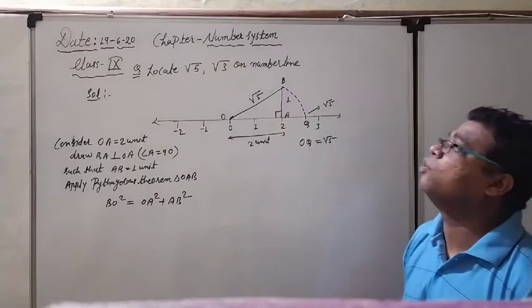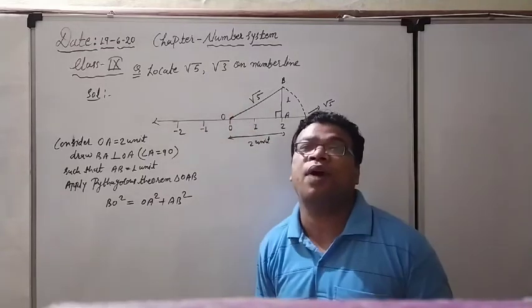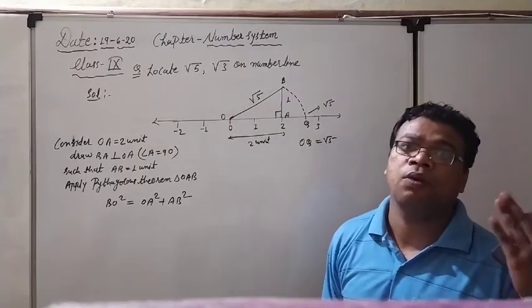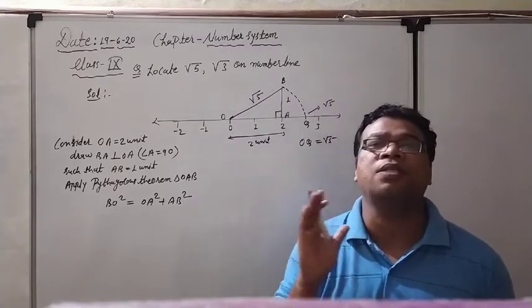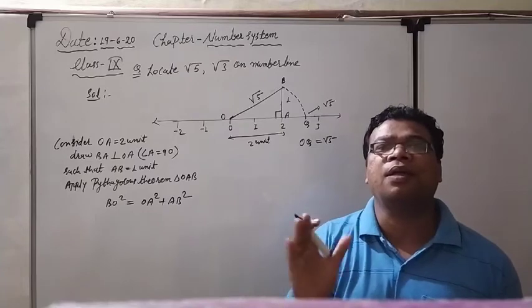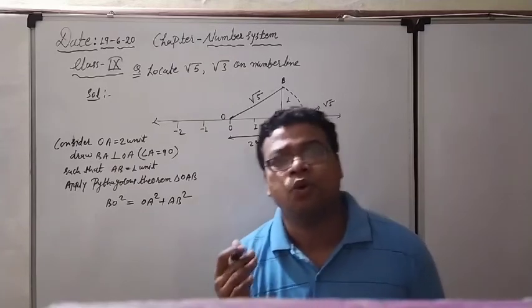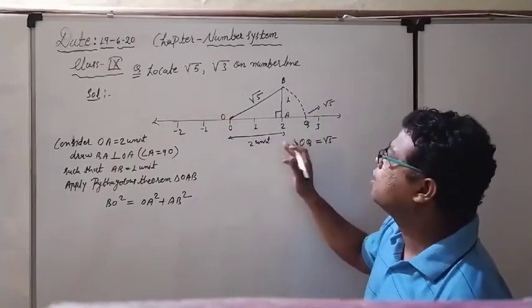Actually, what I have to draw, I have to go for root 5. So definitely all these things are totally based upon the Pythagoras theorem. So we have to apply the Pythagoras theorem on the number line. So how are we reaching it? Right now see root 5.